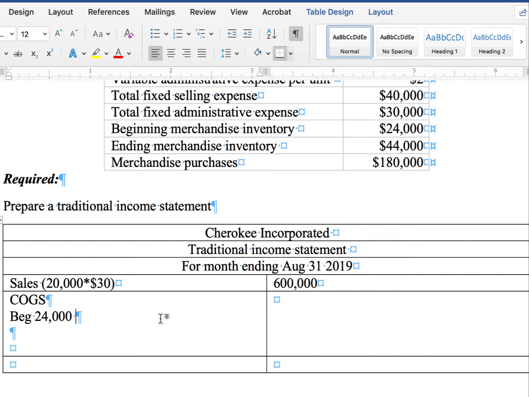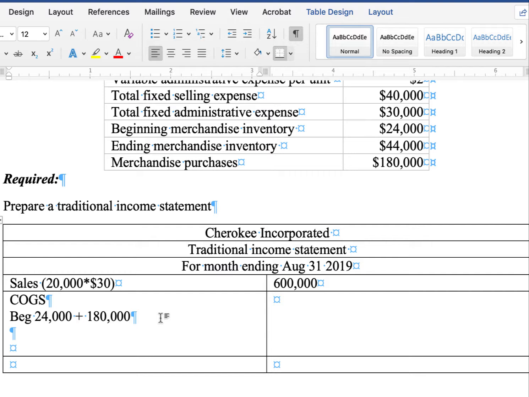Through the month, we added $180,000 of inventory. Basically, since we started out with 24,000, we add 180,000. That means throughout the month we have $204,000 worth of merchandise to sell. I took my beginning and I added my purchases.